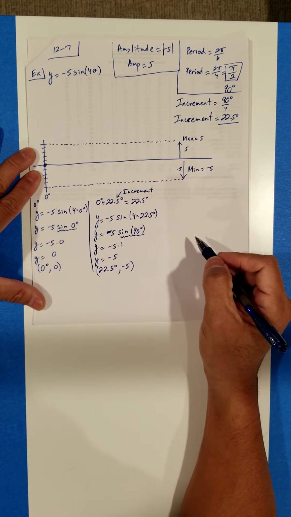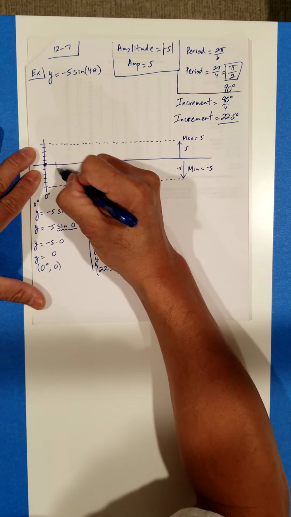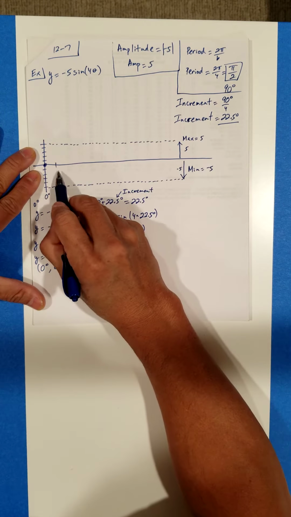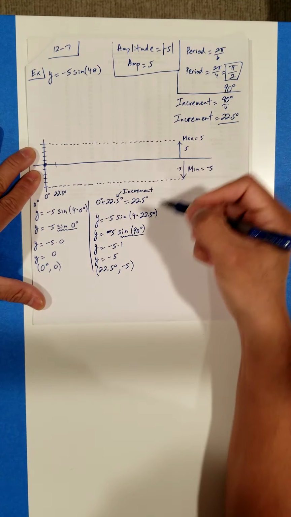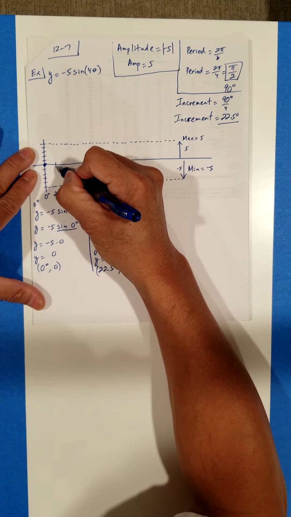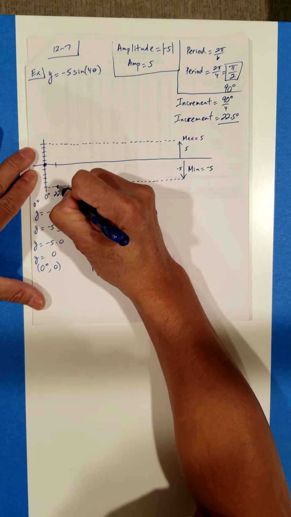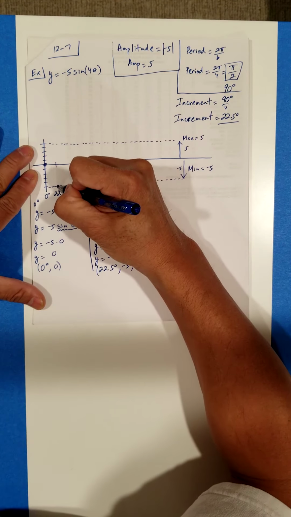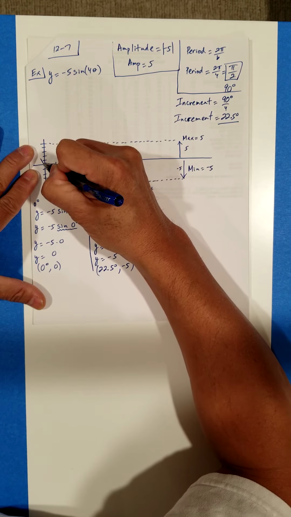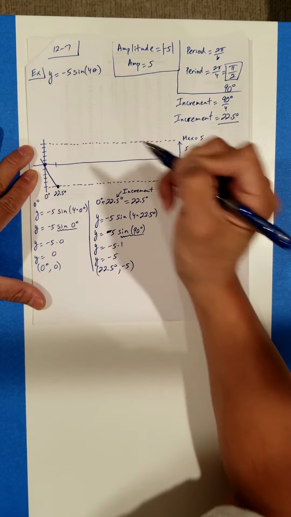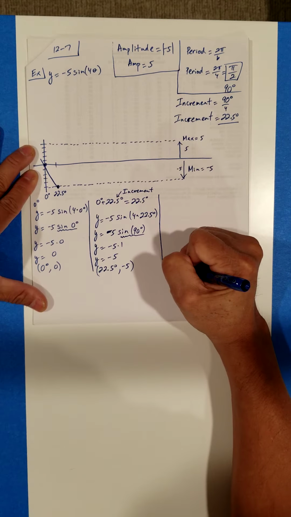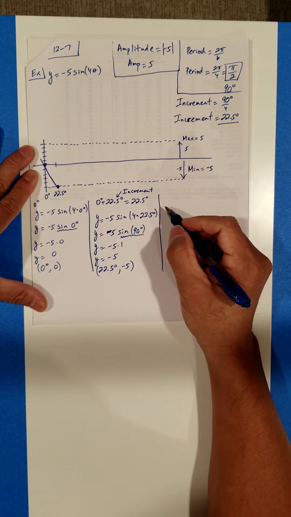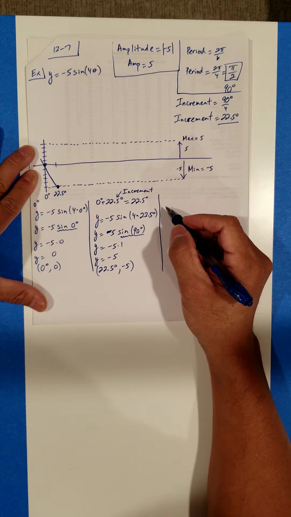So I'm going to go over here and graph that. I'm just going to move over a space. This angle is 22.5 degrees, and again, my height is -5. So I'm going to go down 5 units and make a dot. If I just connect those two like this, there you go. But I need some more points. Ideally, I would love to have 5 points.